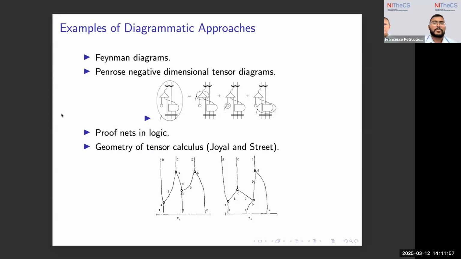And namely, we look at a diagrammatic approach. Diagrammatic approaches are not new. In physics, they appear as Feynman diagrams for particles. We also have Penrose negative dimensional tensor diagrams as shown in the picture here. We have proof nets used in logic. We have geometry of tensor calculus by Joyal and Street, and an example is given here. And just to remark that this bottom example here is also an example of a string diagram, which we will make use of later on in this talk.